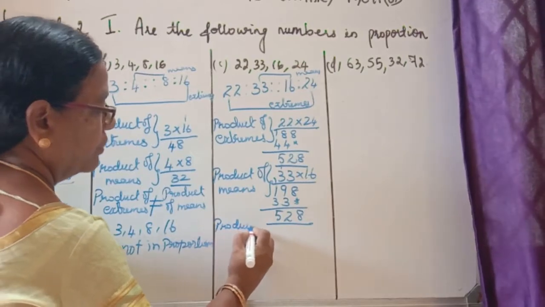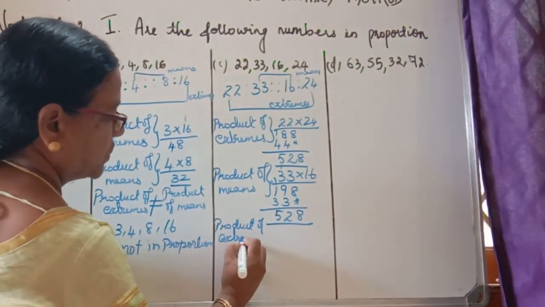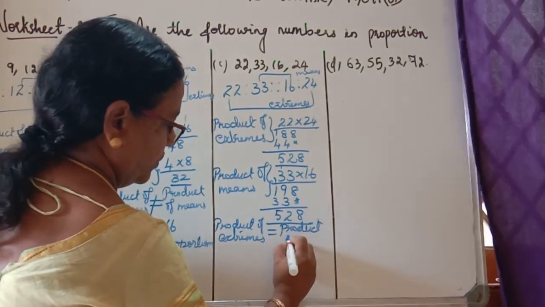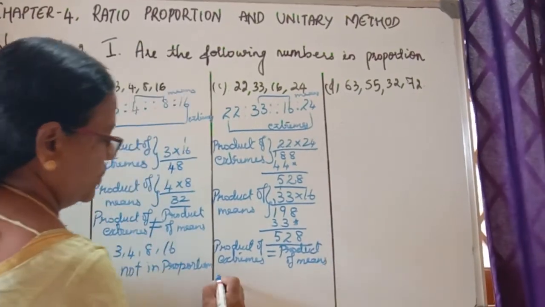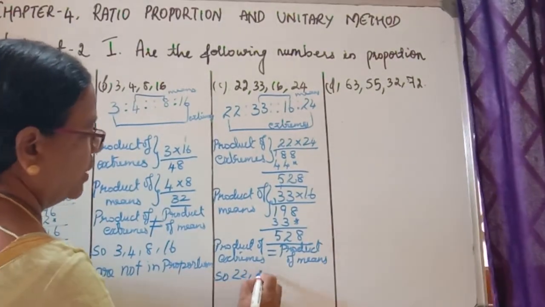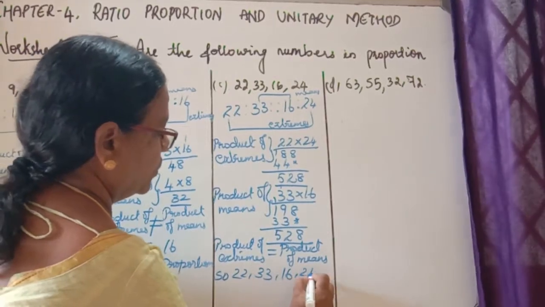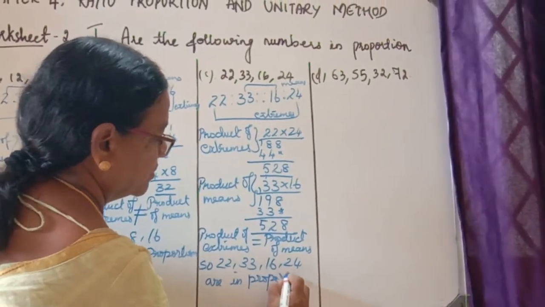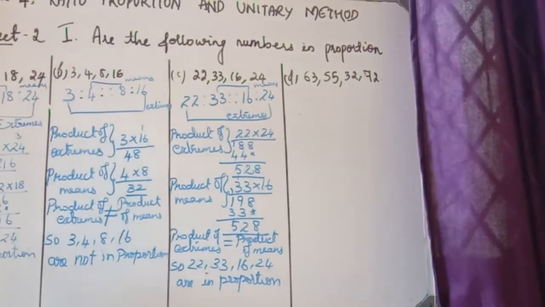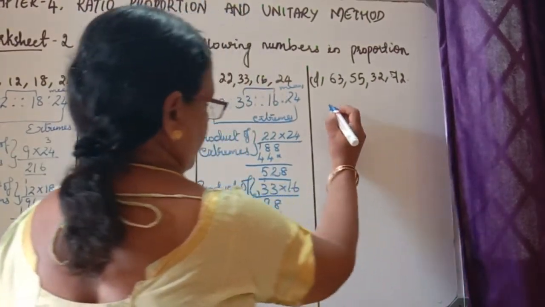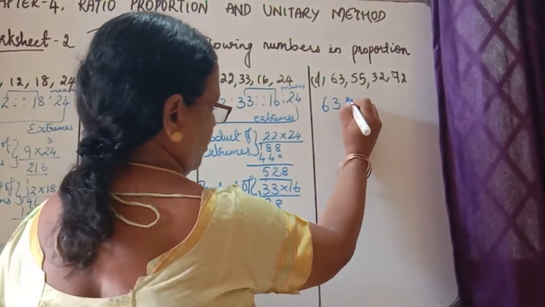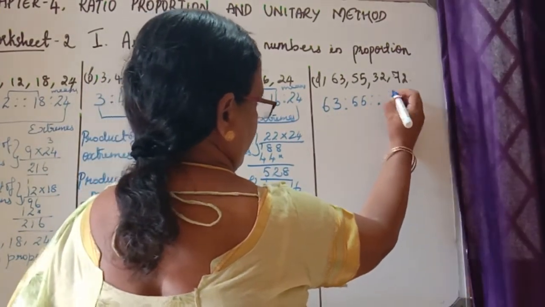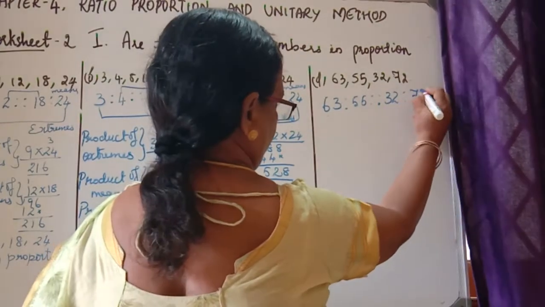So product of extremes is equal to product of means. So 22, 33, 16, 24 are in proportion. Clear, children? Now we'll move to the fourth question. First write in the proportion form. 63 is to 55 as 32 is to 72.